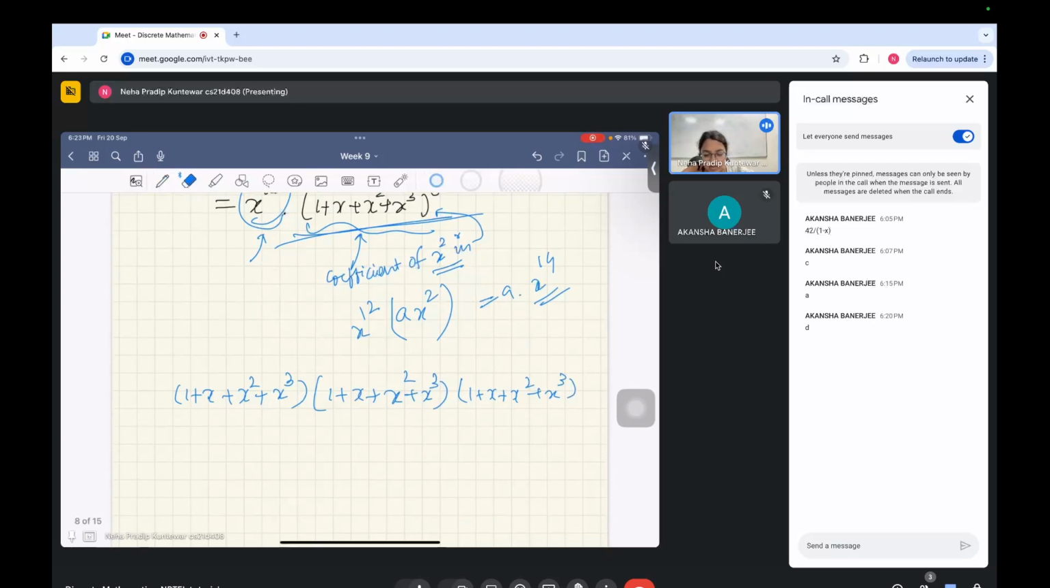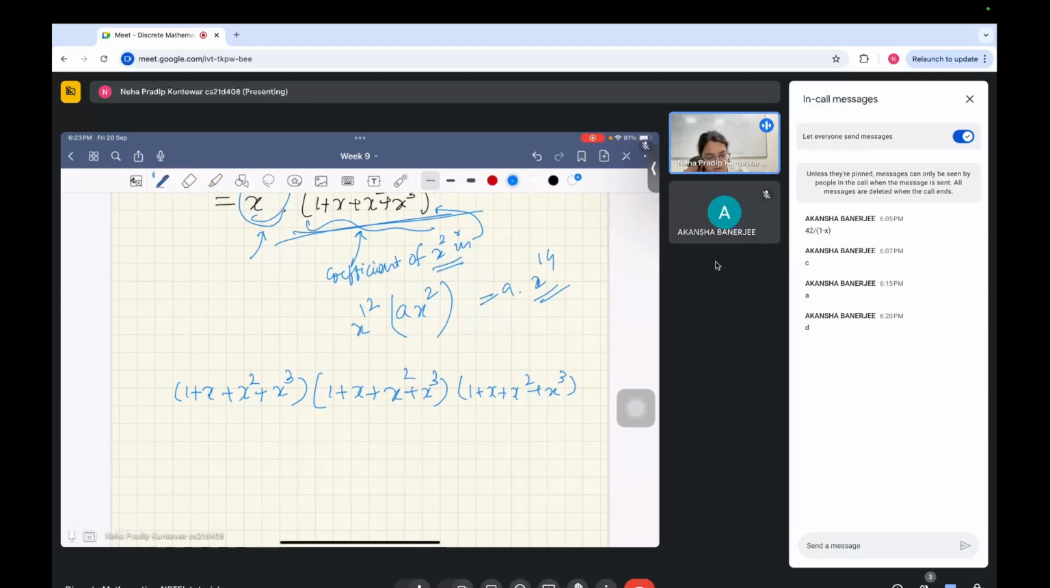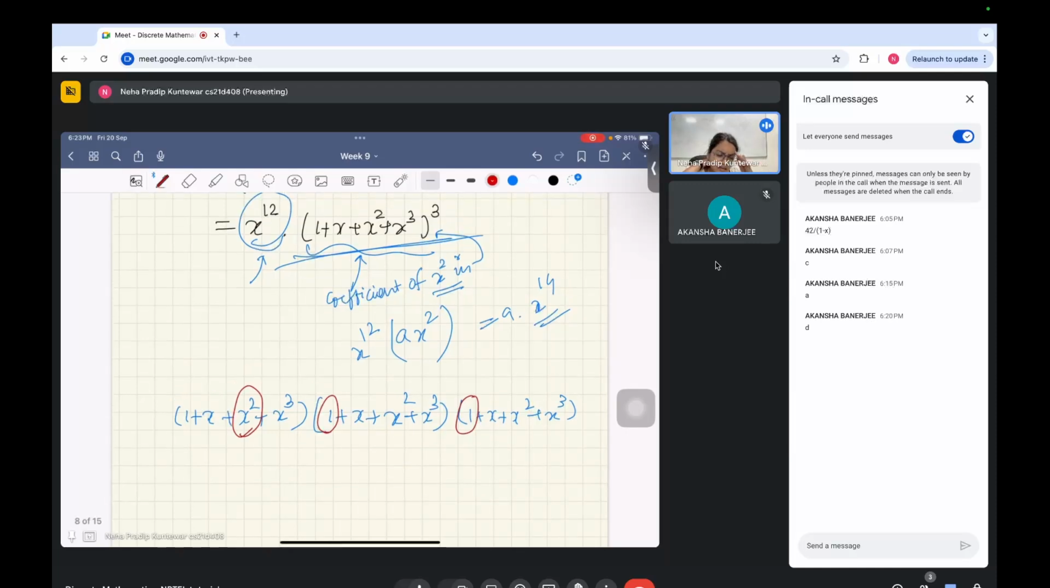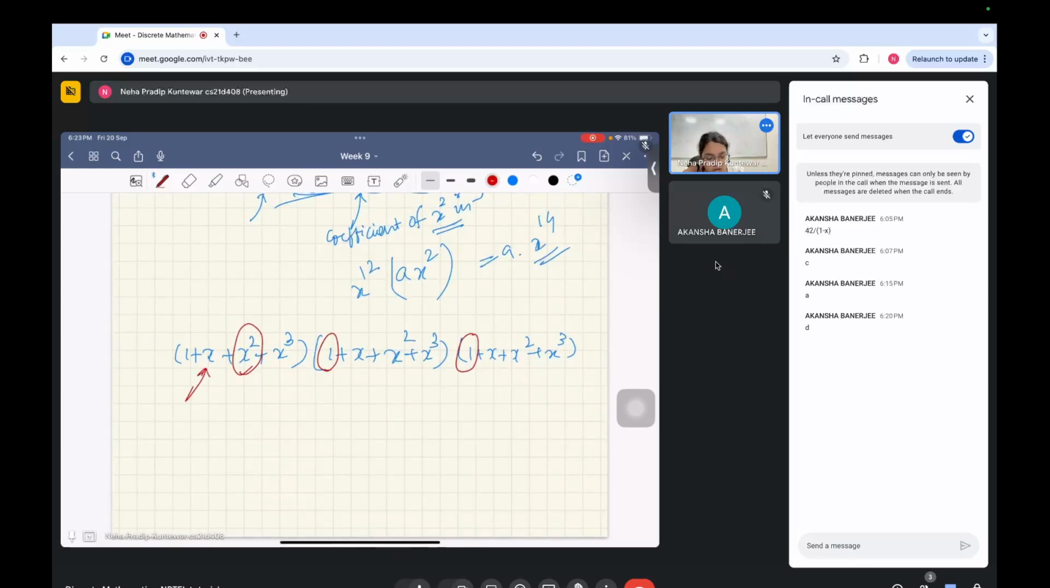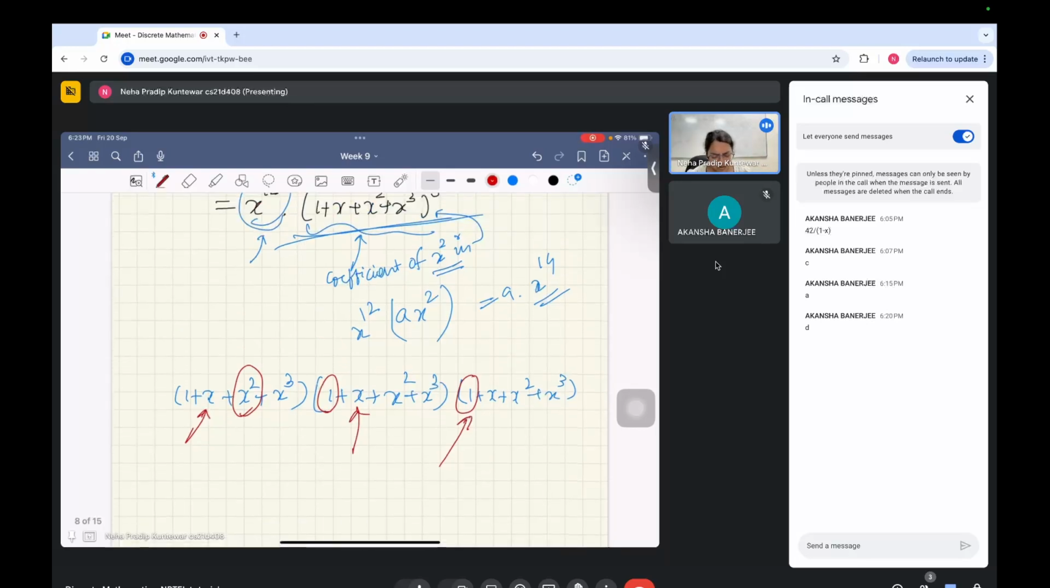And now what you could do is look at all possible ways in which you can get x square. So x square you can get if you take x square from here and 1 from here, 1 from here, or you can get it if you take an x from here, an x from here, and a 1 from here, and so on. Essentially you're looking for all such possible combinations that will give you x square.